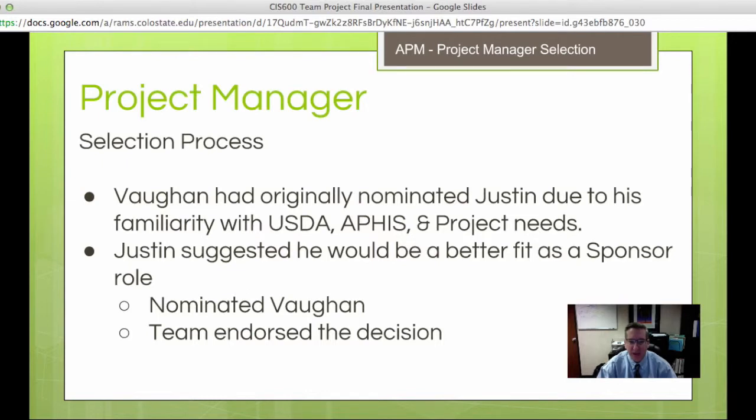I was originally nominated, I guess, through a series of events. I'd originally nominated Justin as PM, but then Justin suggested that he would be a better fit in the sponsor role, and in turn flipped the nomination around and nominated me. And the rest of the team endorsed the decision. So that's where I ended up as PM for this team project.